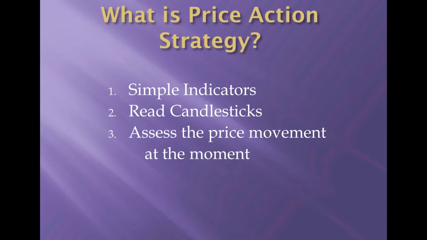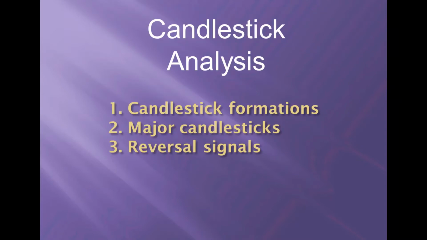And in this T-line and Doji strategy, you're going to see how price action strategy works. What we will look for is certain candlestick formations. And we're going to use a major candlestick, which is the Doji. And there's several different types of Dojis. And what the Doji will tell us, it will give us reversal signals.